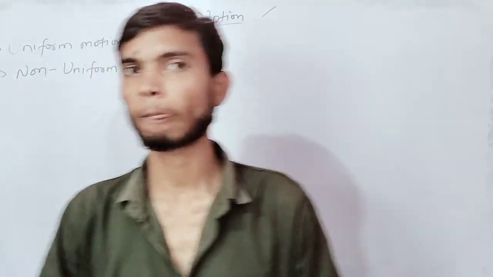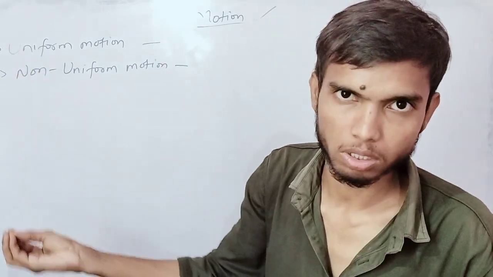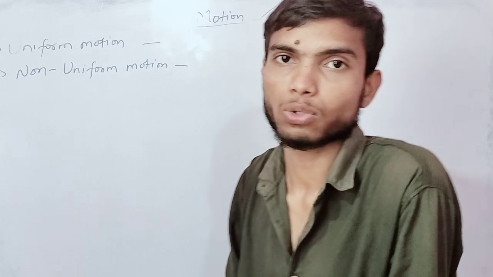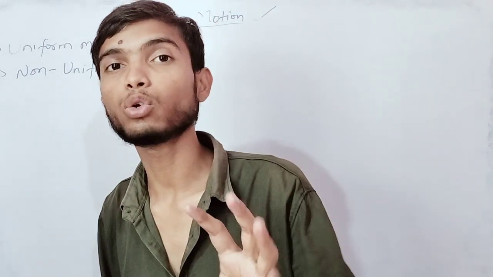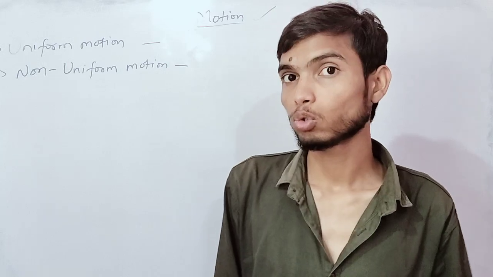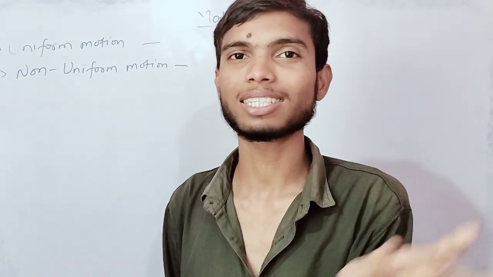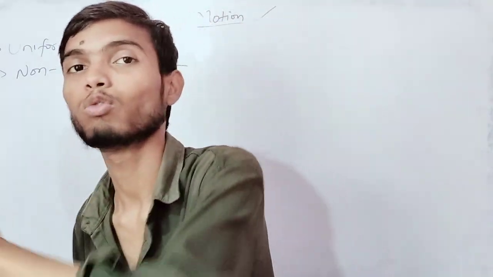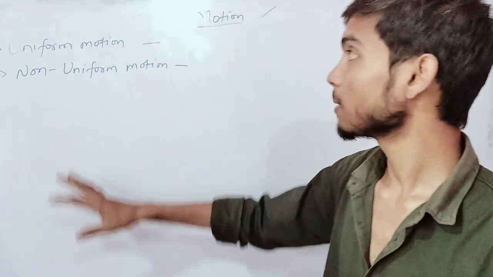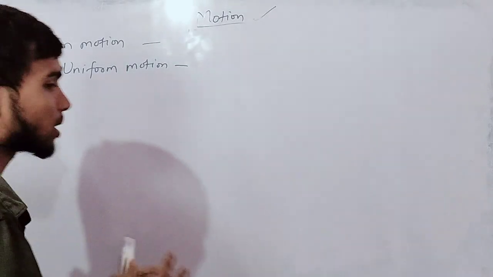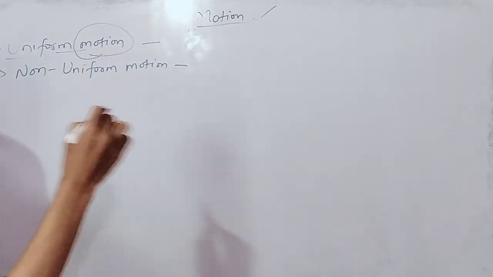Just understand carefully. The meaning of the word uniform is that something is equal. For example, when we used to go to school, we used to wear a uniform dress. So the dresses were equal for all students, the color of the dress was equal for all students. Same here. The meaning of uniform is the same. It means the motion is the same.